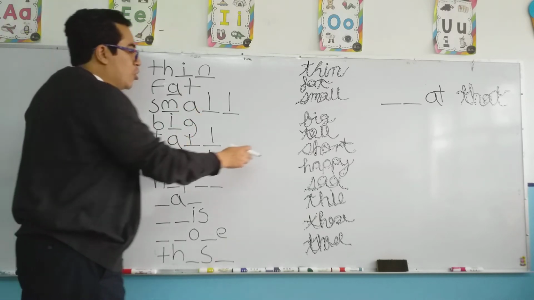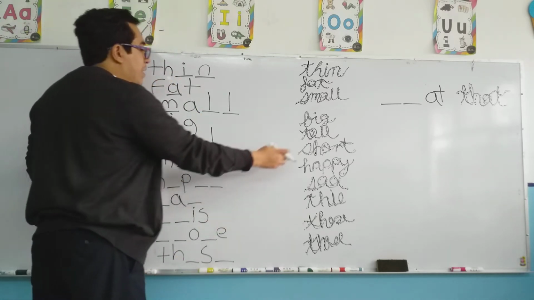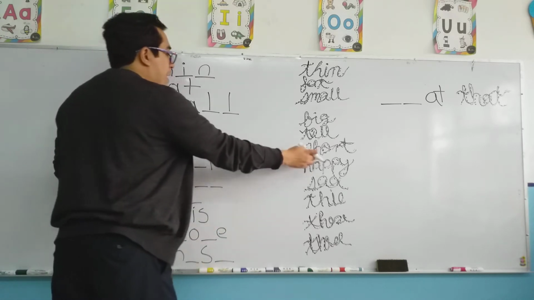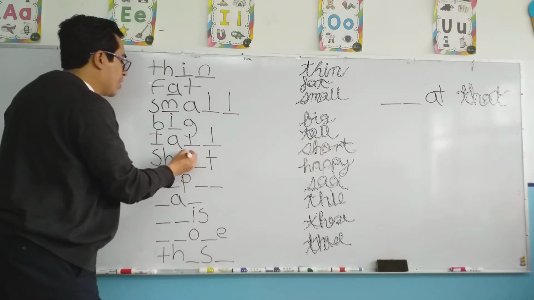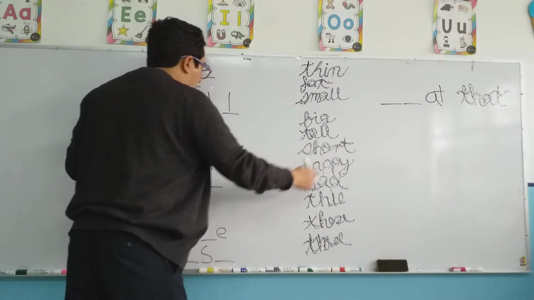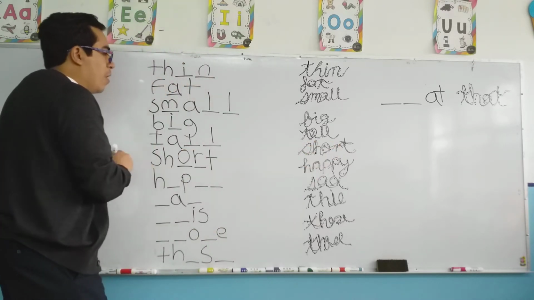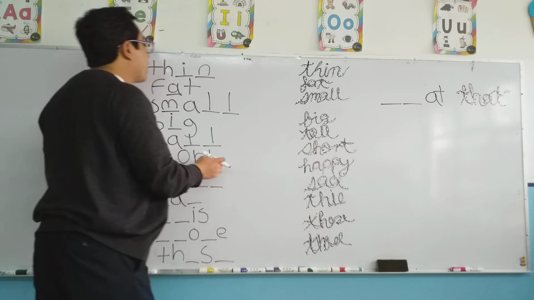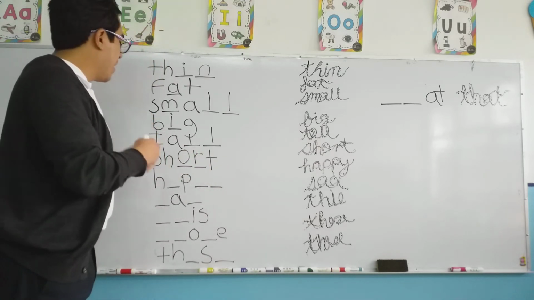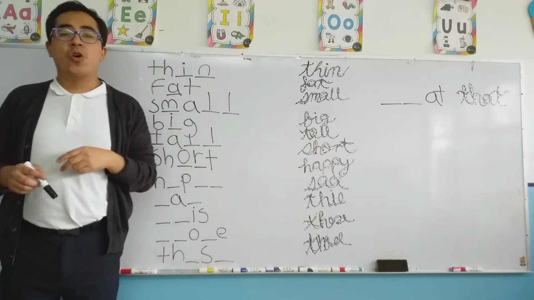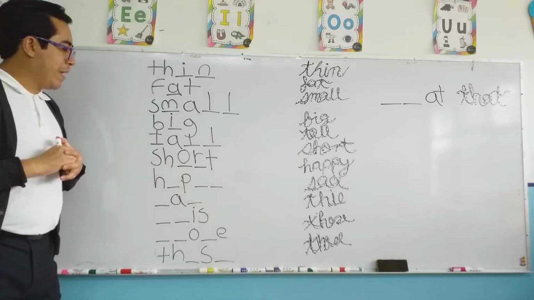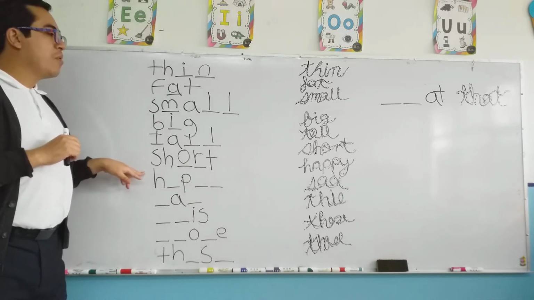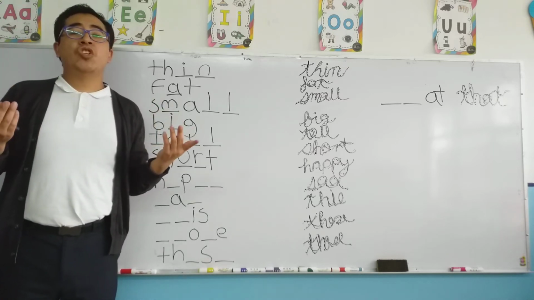So, for short, we need letter S, letter H, letter O of Oscar, letter R of Rodrigo, and letter T of train, and we have the word short, corto. Okay? Then, let's continue with an emotion.